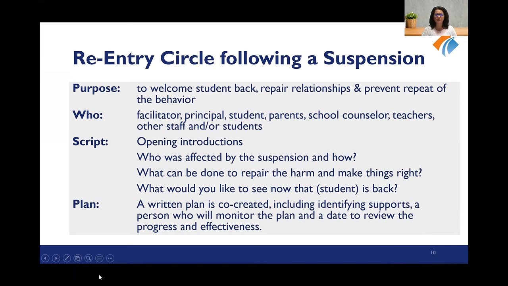What can be done to repair the harm and make things right? There might be some negative residue with the people who were directly impacted by the behavior that triggered the suspension. So this is to identify that and think about what can be done to make things right. And finally, what would you like to see now that the student's back in school? Once again, this re-entry circle ends with a written plan that's co-created by those who are involved. And importantly, it includes supports to help make the student's re-entry to school a success.